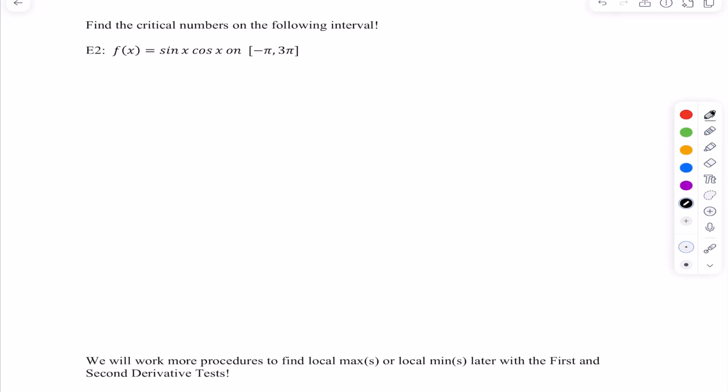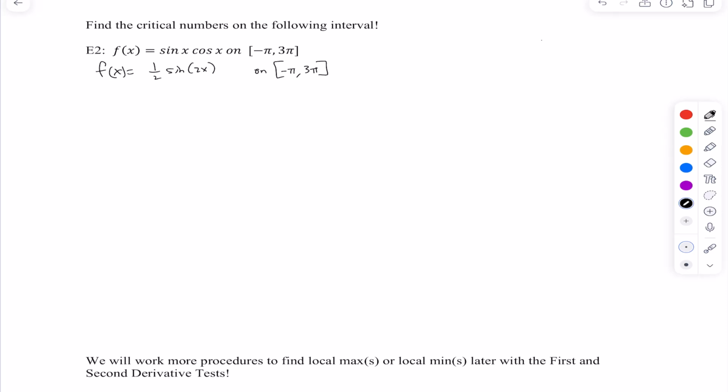We want to rewrite f of x. Let's rewrite f of x to be this. That's just simply 1/2 sine of 2x. And that is still on the same interval. Notice all I did was trigonometry there. I haven't done any calculus.